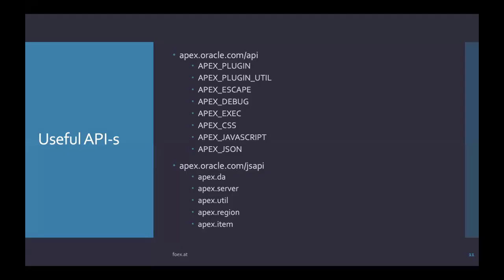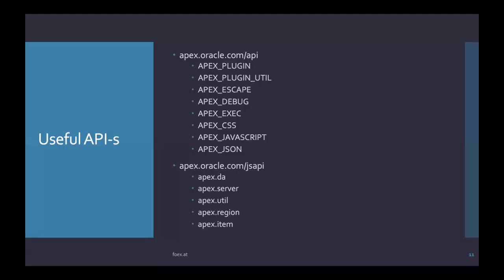Also, in terms of JavaScript, if you implement region type plugins or item type plugins, you will have to refer to apex.region and apex.item. So read the documentation because you want your plugin to be well and tightly integrated with the rest of Apex. So if you have a region that's refreshable, you want the refresh dynamic action to actually refresh your region as well. And you can only do that by implementing an interface via apex.region. Same for an item. If you want to have the functionality of get value, set value, either in JavaScript or via the dynamic actions, you have to implement it via apex.item.